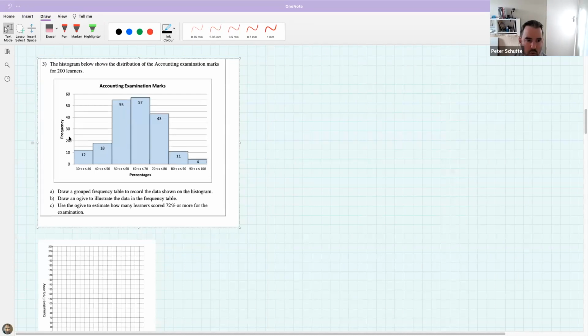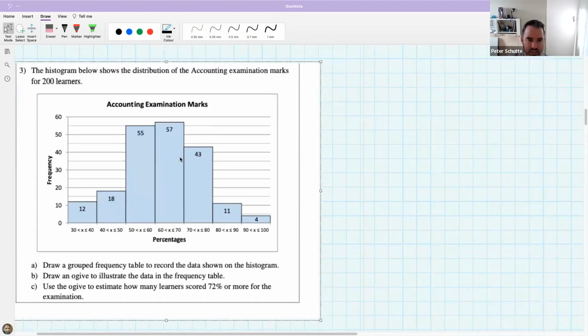This is the story of an accounting examination and how the students did in their accounting examination. Can I zoom in a little? I absolutely can. How about that?